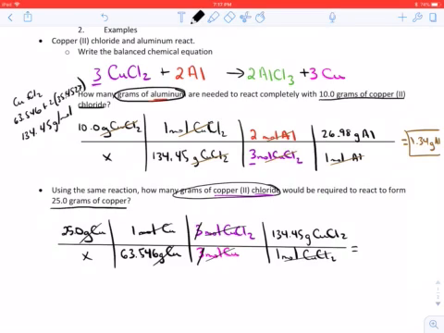And so now we're ready to type it in our calculator. And we've got 25 times 134.45. And then we're going to hit equals, and we're going to divide by 63.546. And this should give us 52.9. 52.9 grams of CuCl2.